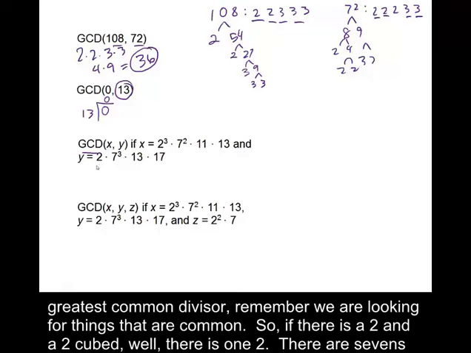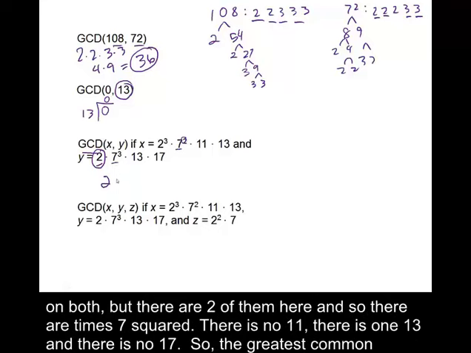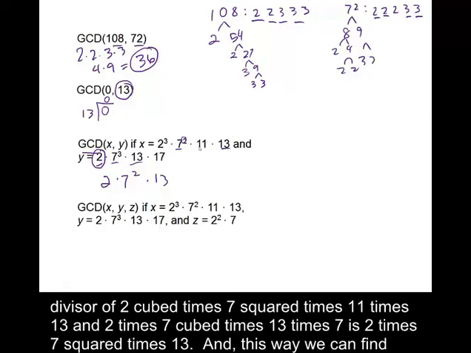So if there's a 2 and a 2 cubed, well, there's 1 2. There are 7s on both, but there are 2 of them here, so there are 7 squared. There's no 11, there is a 13, and there's no 17, so the greatest common divisor of 2 cubed times 7 squared times 11 times 13, and 2 times 7 cubed times 13 times 7 is 2 times 7 squared times 13.